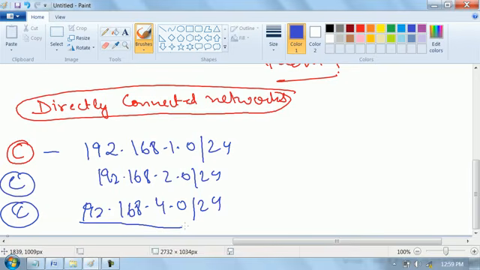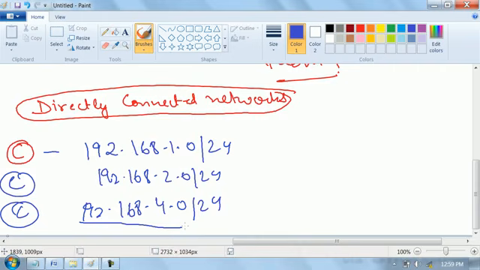Look, on Friday we discussed one thing: what do you mean by switching? Switching means replicating or copying traffic from one interface to another. What does the router do? The router will also do the same thing.